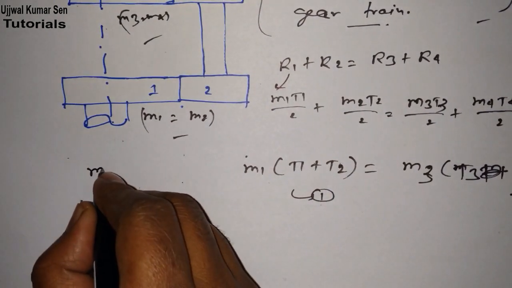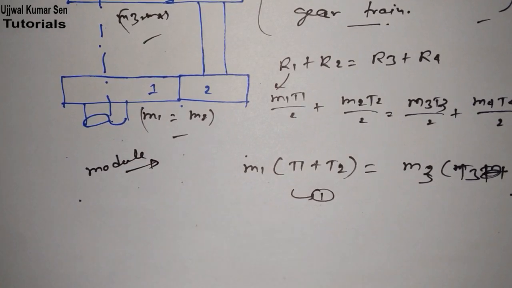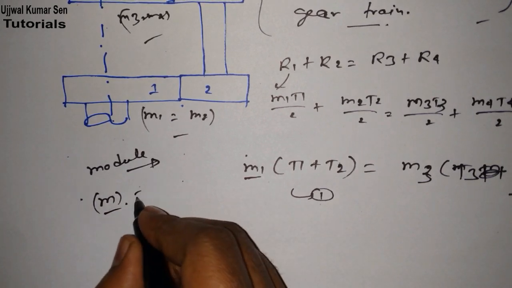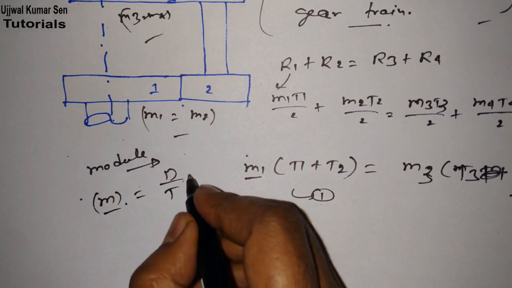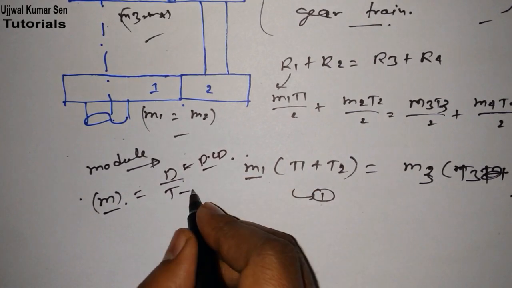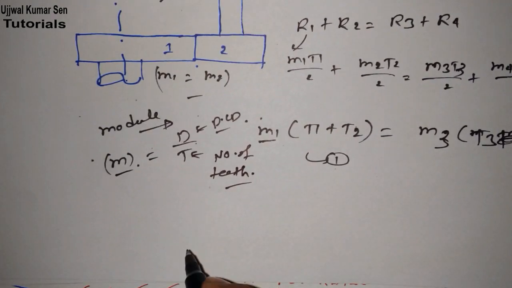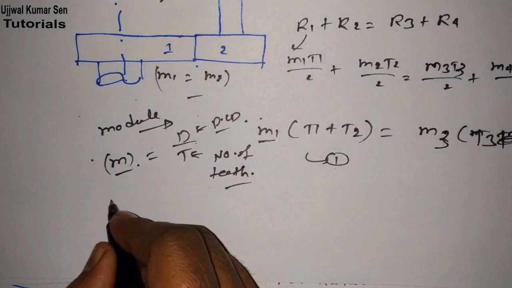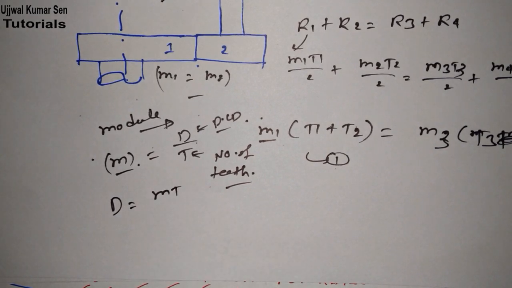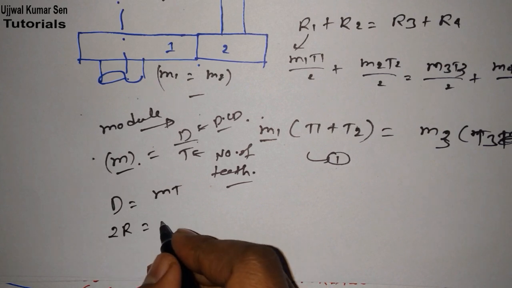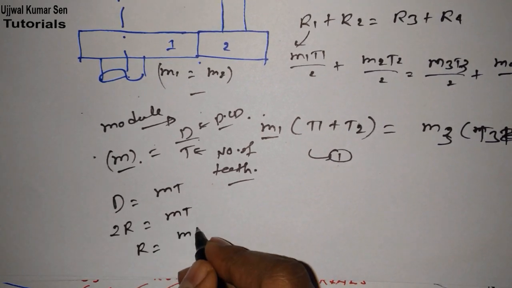Module is one of the most important topics, as I have probably already shared with you. From this topic we have also got questions in GATE. So what is module? It is denoted by m. m is equal to d by t, where d is the PCD, pitch circle diameter, and t is the number of teeth. So d is equal to mt. Now d is 2r, the pitch circle diameter, so 2r equals mt. Therefore r is equal to mt by 2.